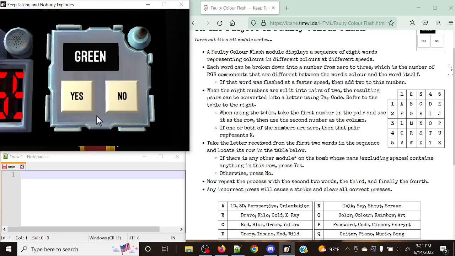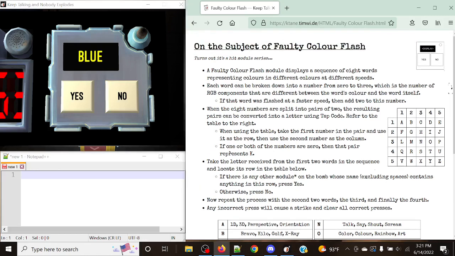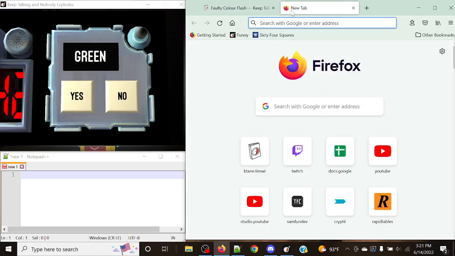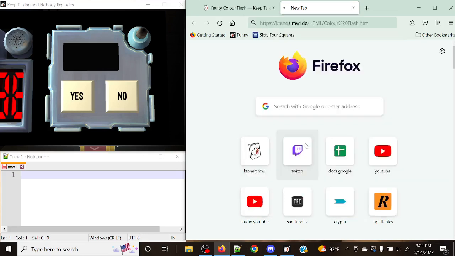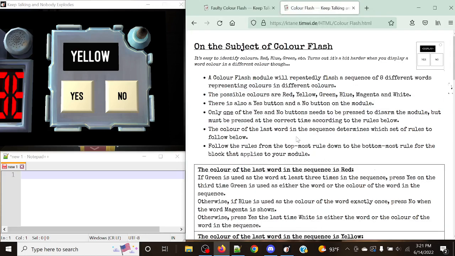Hello there everyone, my name is Crazy Caleb, and today we're going to be taking a look at the color flash variants, and today we're going to be focusing on faulty color flash. Now, the display of the actual module of faulty color flash actually doesn't look any different from the normal color flash, but the catch with this one is that a couple of the displays are actually going a little bit faster than they normally do on color flash.